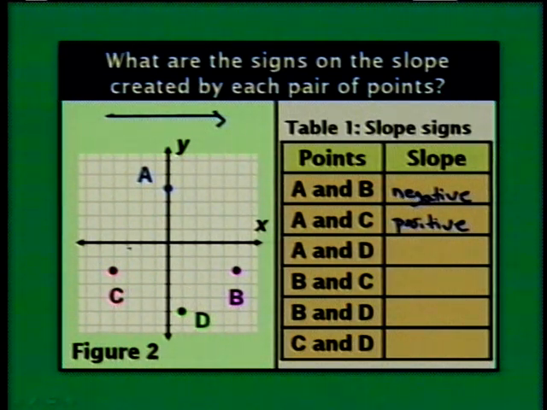How about when we connect A and D? When we connect A and D, let's connect the dots. Let's take our deep breath and remember to read the graph from left to right. From left to right, the line decreases. The line connecting A and D has a negative slope.